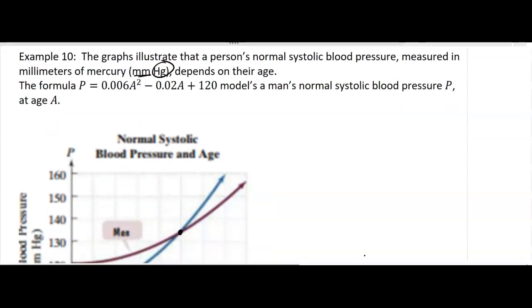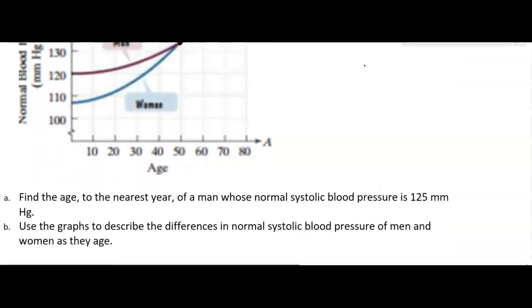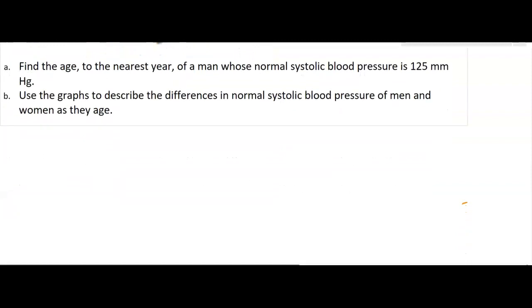So they give us a formula. This is a quadratic formula that we're going to use. And that models a man's normal systolic blood pressure, P, at age A. So the P is the pressure, blood pressure, and A is how old they are. Okay, so there's the graph. We'll talk about that in a minute.